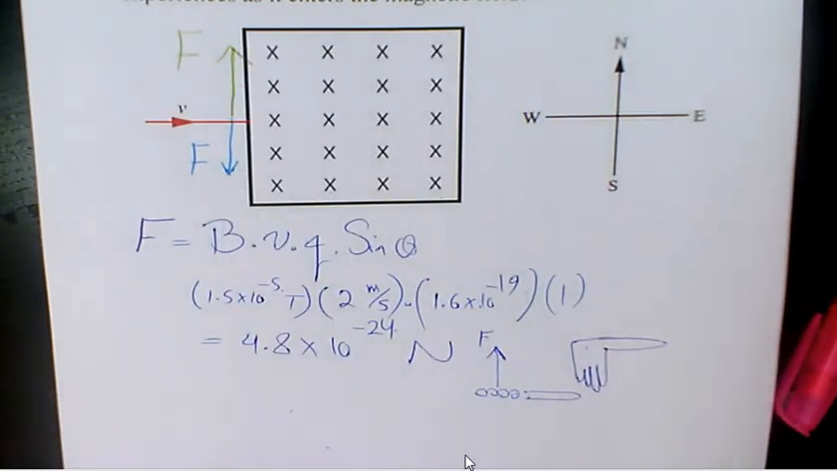And then what else do we need to find? The magnitude and direction of the force on the electron. That's it. So we found the magnitude and we found the direction.